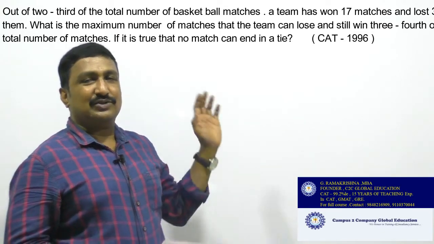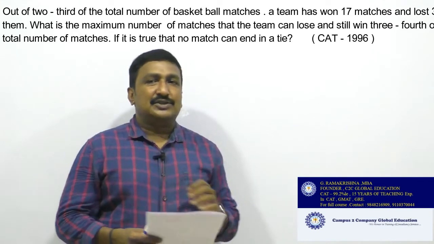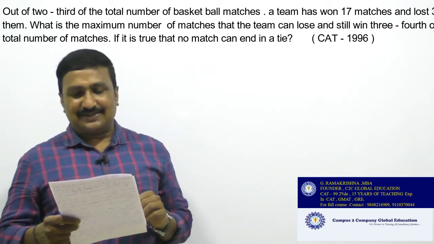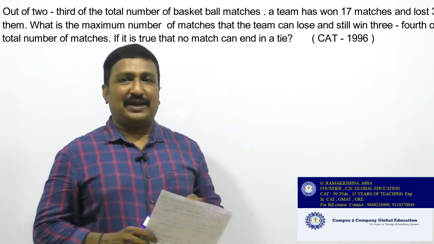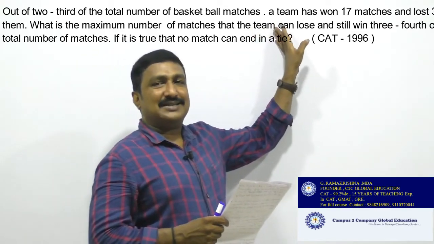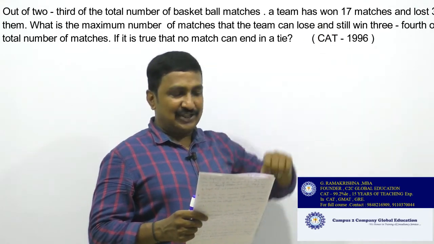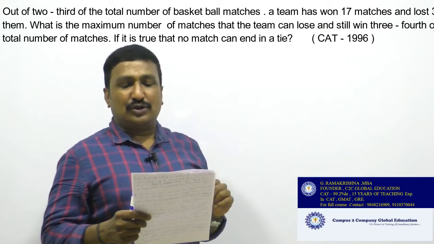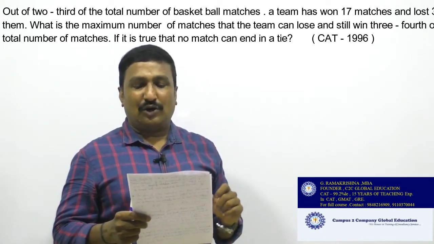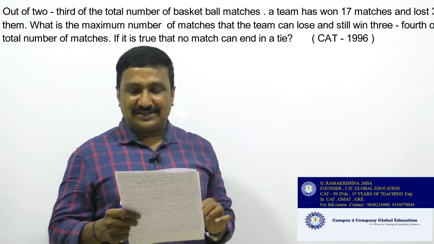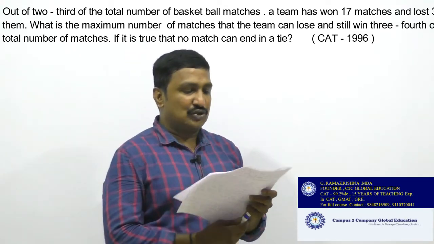Okay, now friends, this is a simple question. Understand the question, friends. The first 2 lines indicate how many matches were played in total: 20 matches played. Out of 20 matches, how many matches did they win? 17 matches won. So the condition is that out of 2/3 of the total number of matches, a team has won how many matches? 17 matches, and lost how many? 3 of the matches. So here, how to solve it?